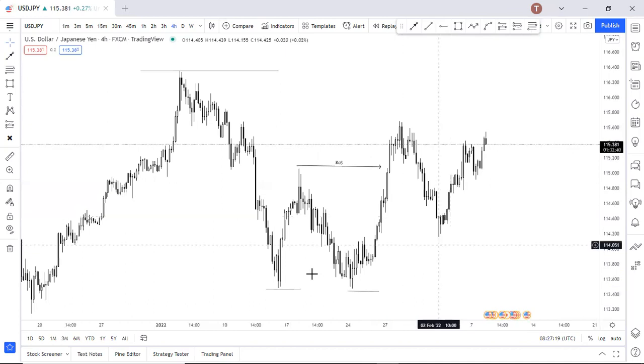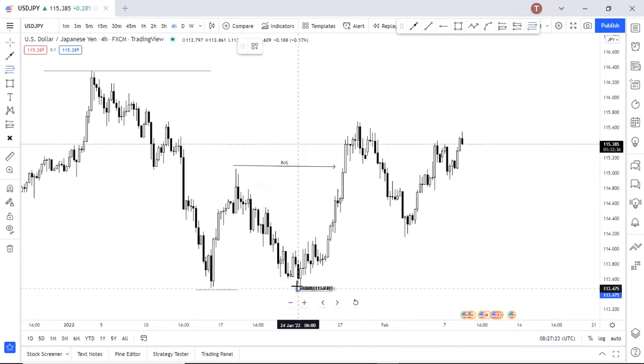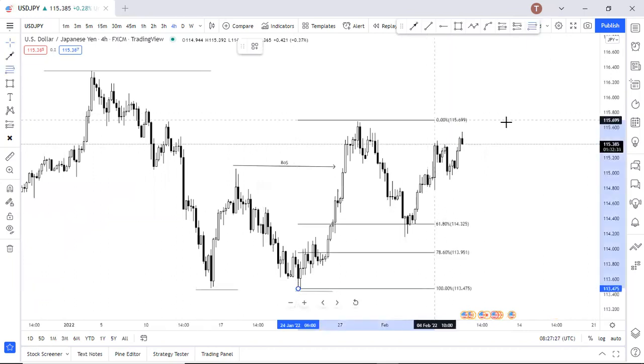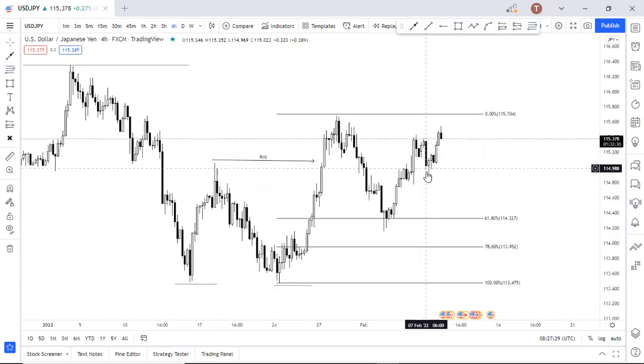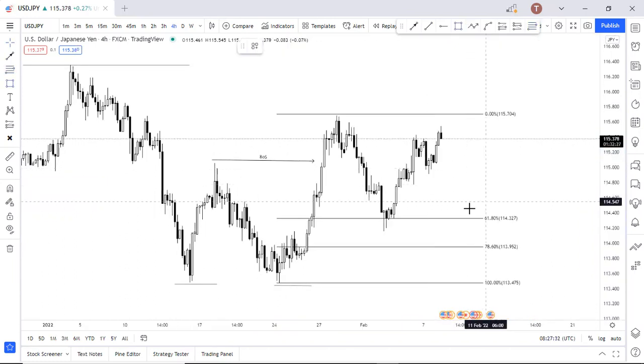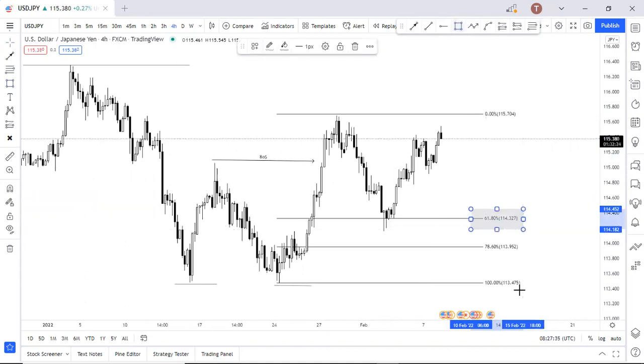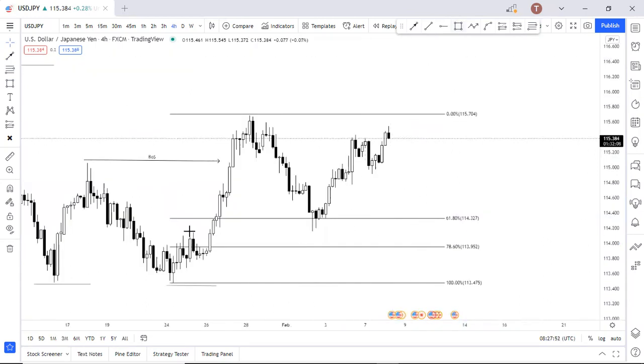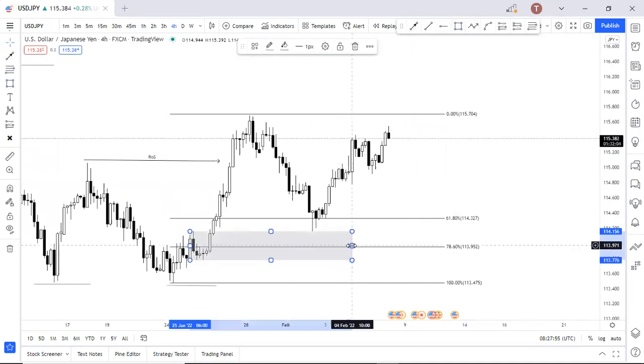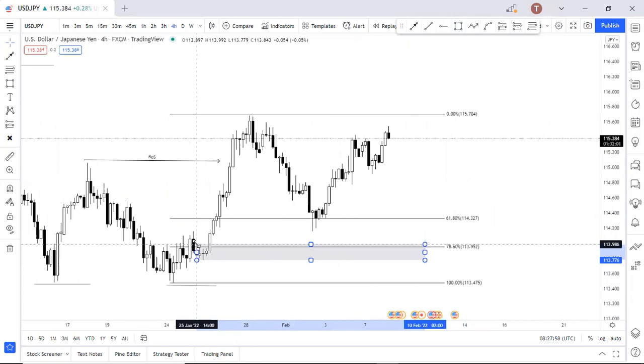So I drew my Fibonacci retracement tool from the low of the market to this high, and as you all know, discounted zones are zones at 61% and zones at 78% of the Fibonacci retracement tool. So on these zones, I was able to spot a demand zone right here. I was able to spot a demand zone at the 78.6 on the retracement tool.